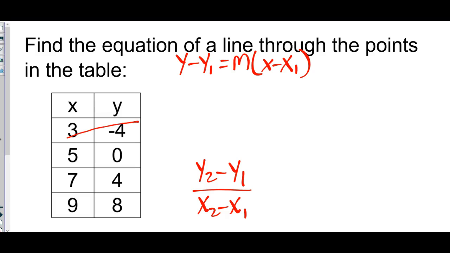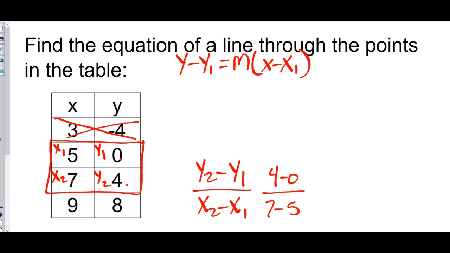This first one has a negative number. I don't like negative numbers. I'm getting rid of that. I'm going to choose the middle 2. These are nice small numbers, 0 even. I like 0. That's easy to work with. So the x values, this is my first x. This is my second x. This is my first y. That's my second one. So now all I got to do is plug in the y2, the y1, and subtract. So 4 minus 0 over the x2 and x1. So I get 4 over 2, which is 2. So my m, my slope, is 2.